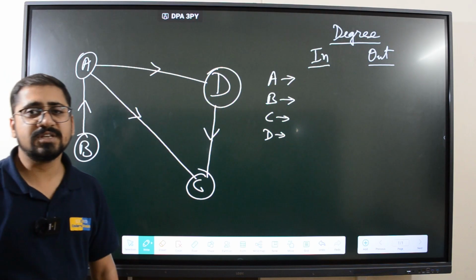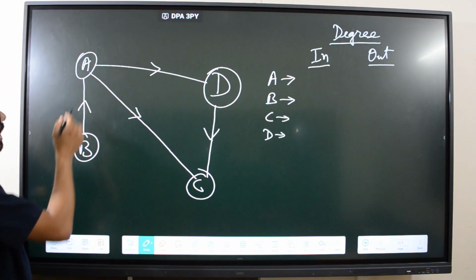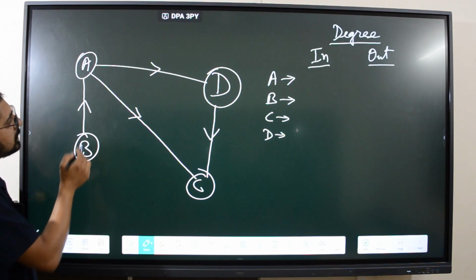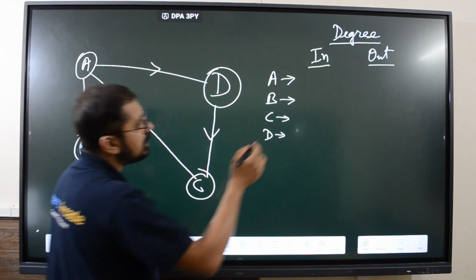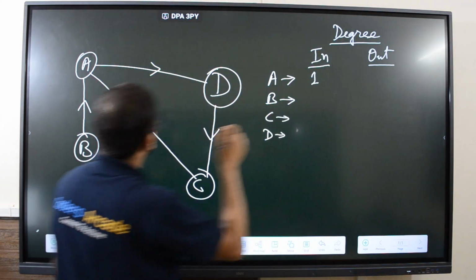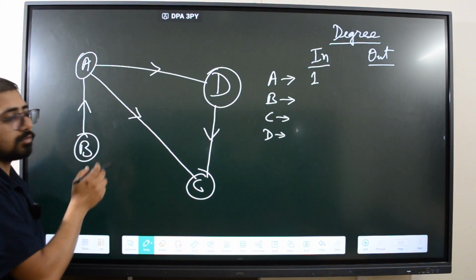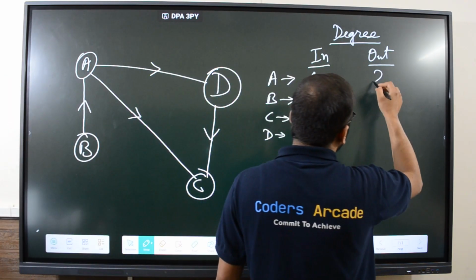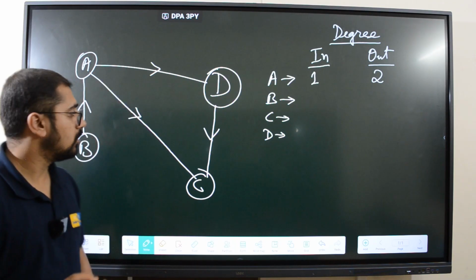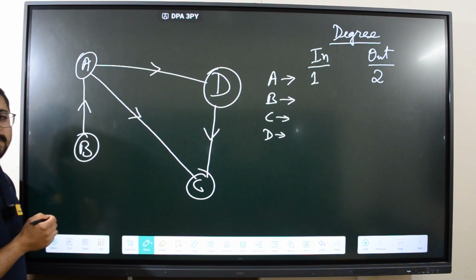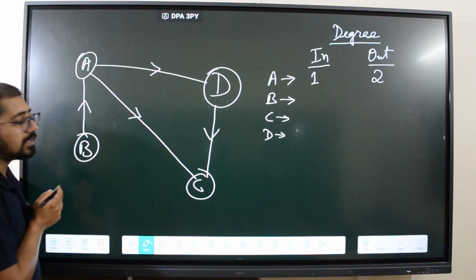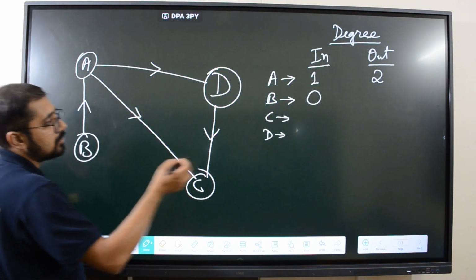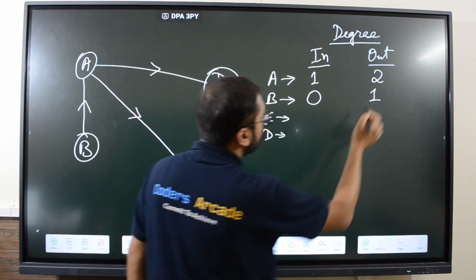So here if we check the first node A, how many edges are coming inside A? There is only one edge, from B, coming inside A. So the in degree here is 1, and the out degree, how many edges are going out? The total number of edges going out is 2, so the out degree becomes 2. If I check node B, no edge is coming inside B, so the in degree is 0 and 1 is going out, so it becomes 1.